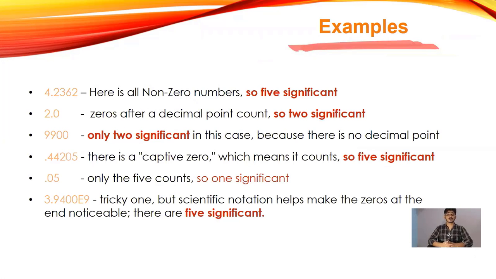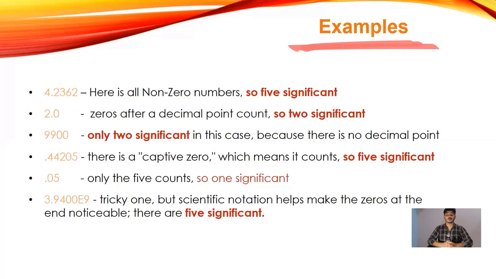So some examples of significant figures. 42362: here all are non-zero digits, so there are five significant figures. 2.0: the zero after a decimal point counts, so here there are 2 significant figures. 9900: only two significant figures in this case, because the zeros have no decimal point.